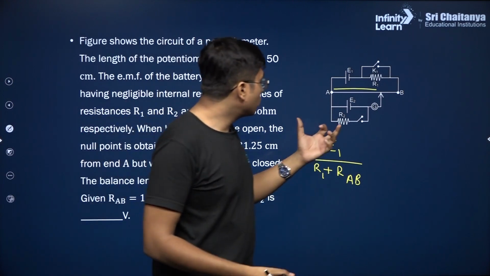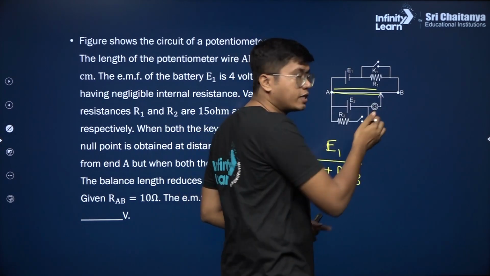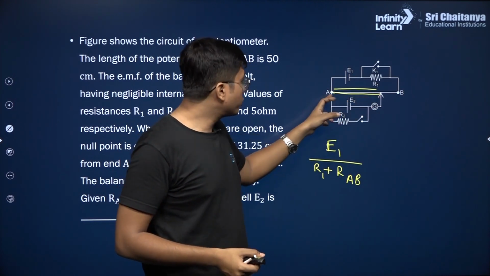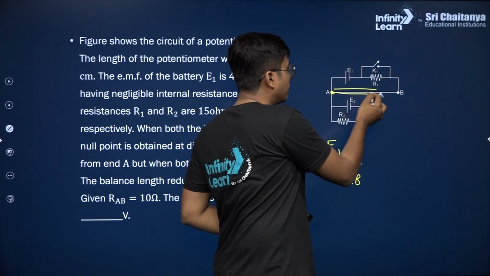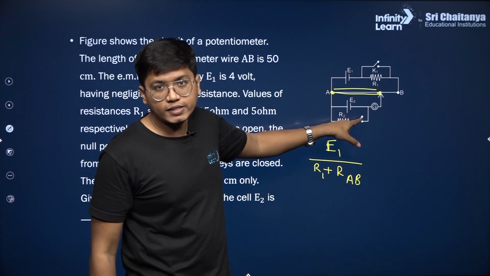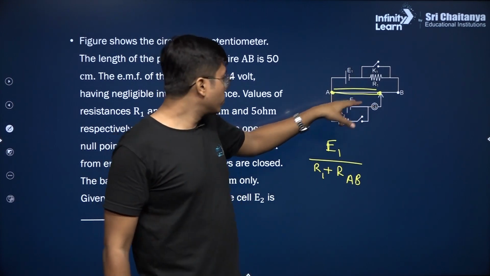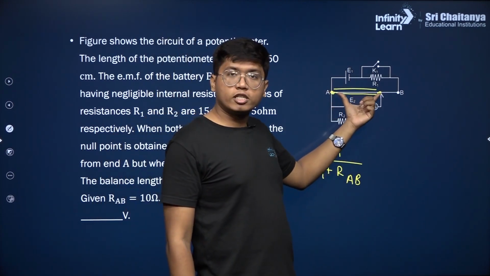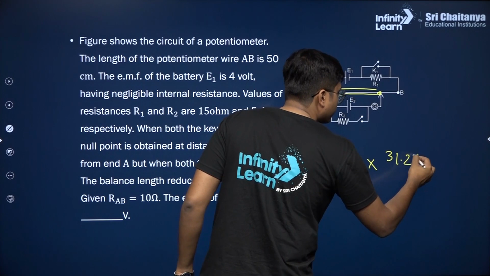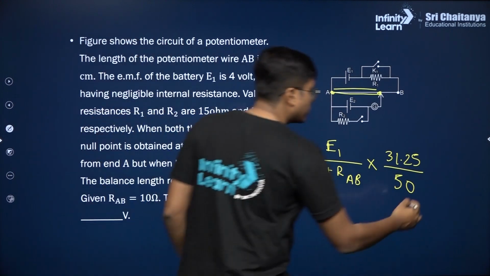And you also know that this current multiplied with the resistance of just this piece, only that length 31.25, this current multiplied with that resistance gives you the potential difference across these 2 points. And the potential difference across these 2 points is equal to the EMF of cell E2. Why? Because that is when it will give that null point. Now the current we have, we need to find the resistance about these 2 points and multiply to that. What is the resistance about those 2 points? It would be 31.25 divided by the total length 50 centimeters, it's given to you, multiplied with RAB.